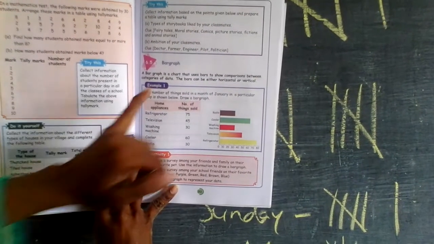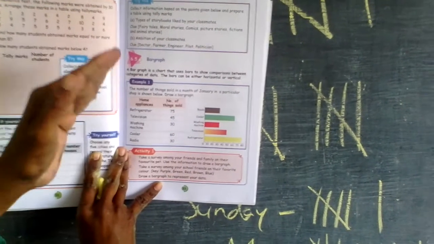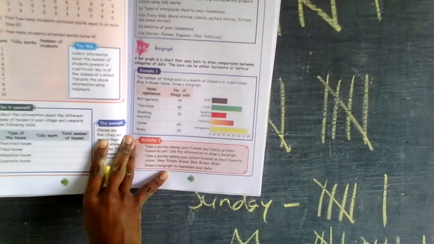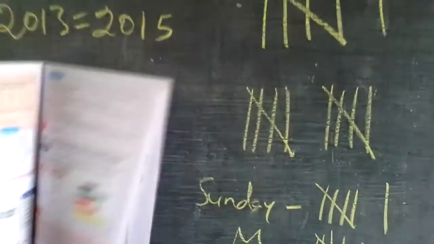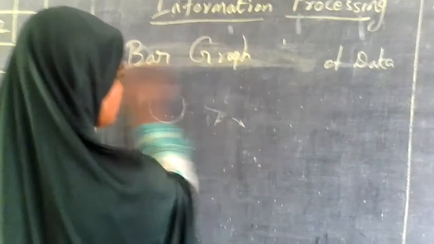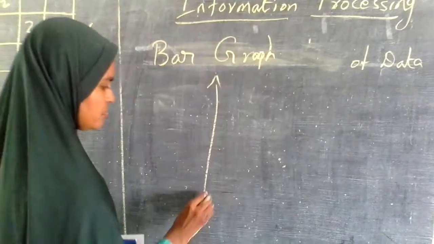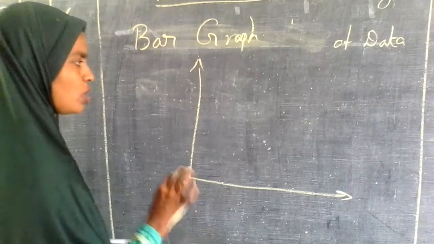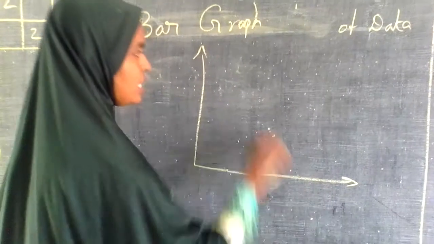Now we will go for a bar graph. See here, they have given the definition also. A bar graph is a chart that uses bars to show comparison between the categories of data. It may be horizontal or vertical. So this is the vertical one and this one is the horizontal. Whatever data you get is plotted here and you have to put a bar. We will try to solve one.